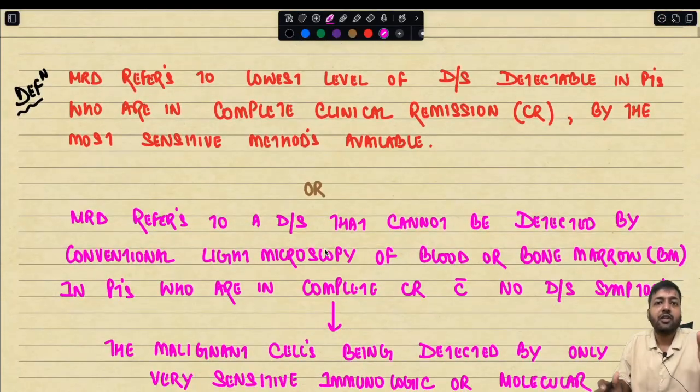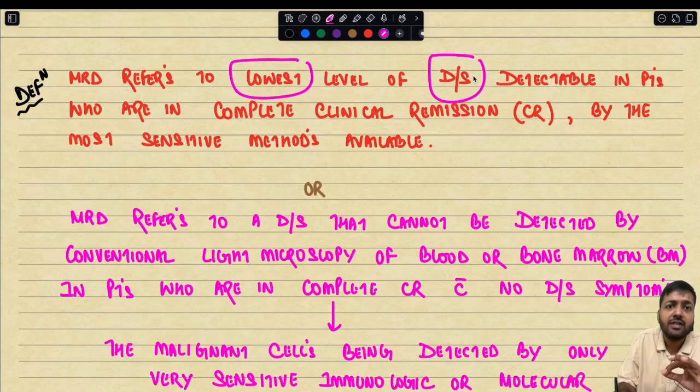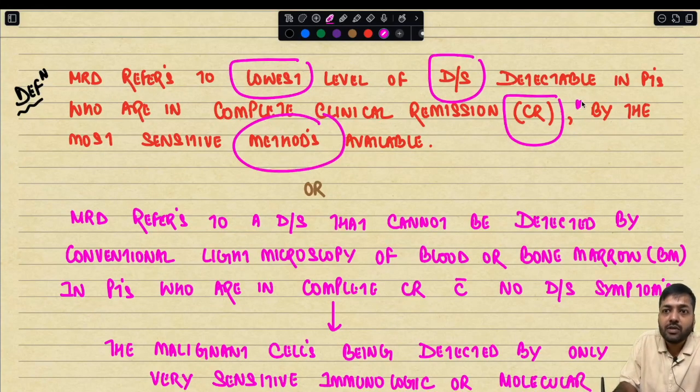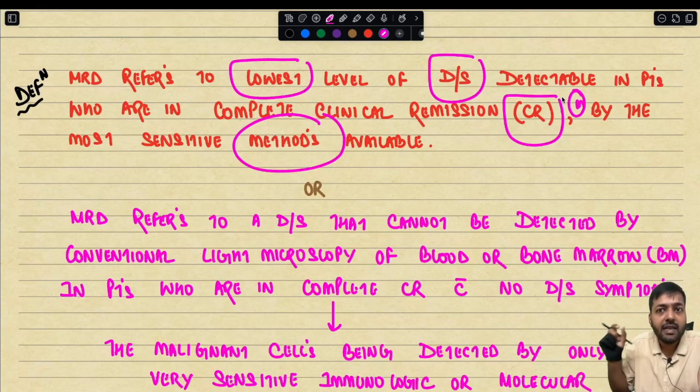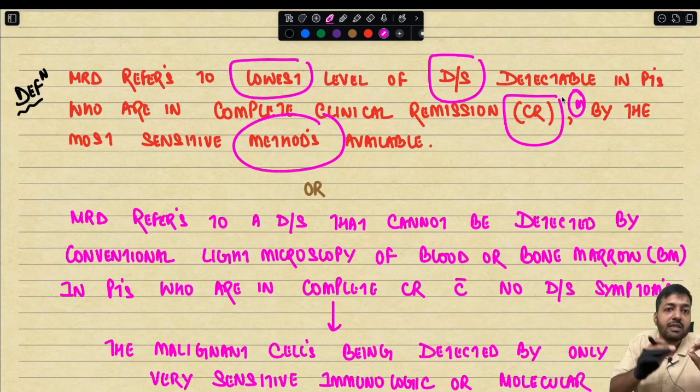So coming to the definition of MRD. What is MRD? MRD refers to the lowest level of disease which is detectable in patients who are in complete clinical remission, CR, measured by the most sensitive methods which are available. So I am repeating once again, MRD refers to the lowest level of disease which is detectable in patients who have received some form of treatment and now are in complete clinical remission. That means they do not have any clinical signs or symptoms, and it is measured by the most sensitive method which is available. This is one definition.